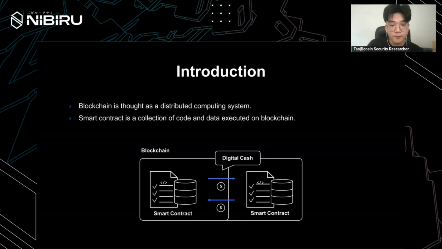To give you a brief background about blockchain and smart contracts, a blockchain is a type of distributed computing system, and blockchain technology is quite popular right now. There are many types of blockchains. We have Ethereum, Solana, and Cosmos ecosystems, including the Nibiru blockchain.